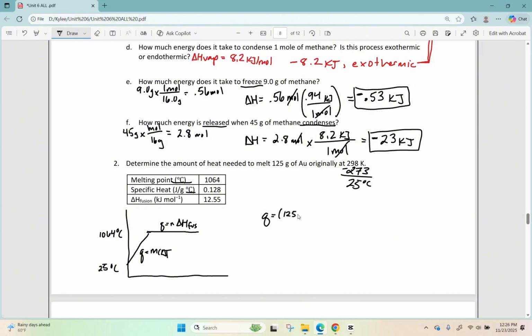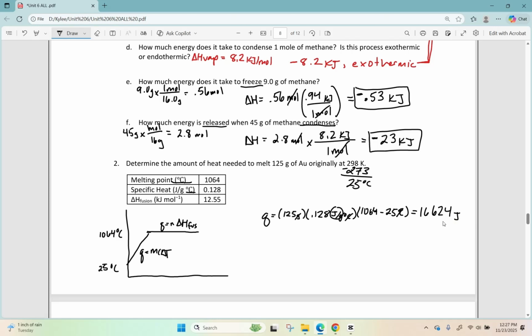So my mass was 125 grams. It gives me on the table the specific heat of gold is 0.128, and that's joules per gram Celsius. And then final minus initial, 1064 minus 25 degrees Celsius. And this is going to get me 16,624. Keep in mind that when we do this equation, grams and grams cancel, Celsius and Celsius cancel, which leaves me only joules.